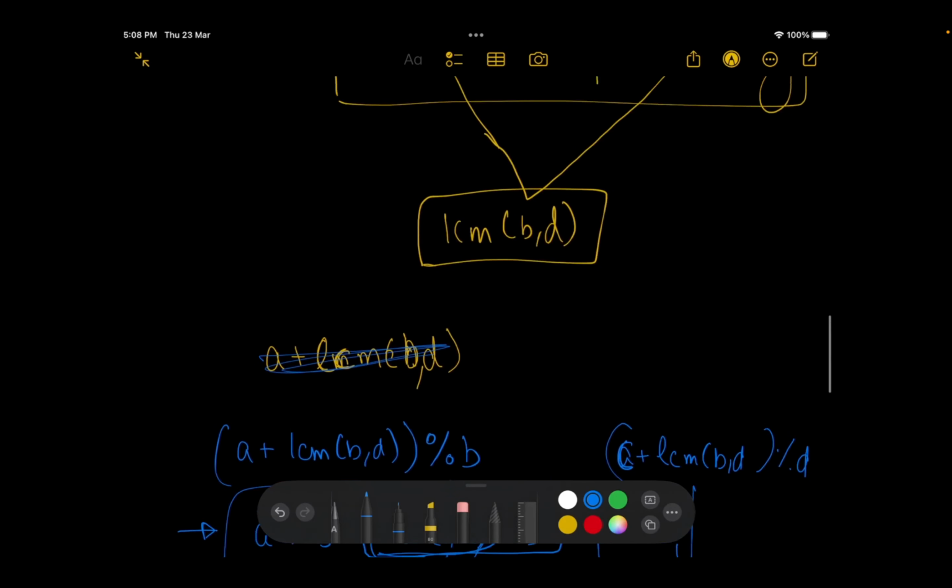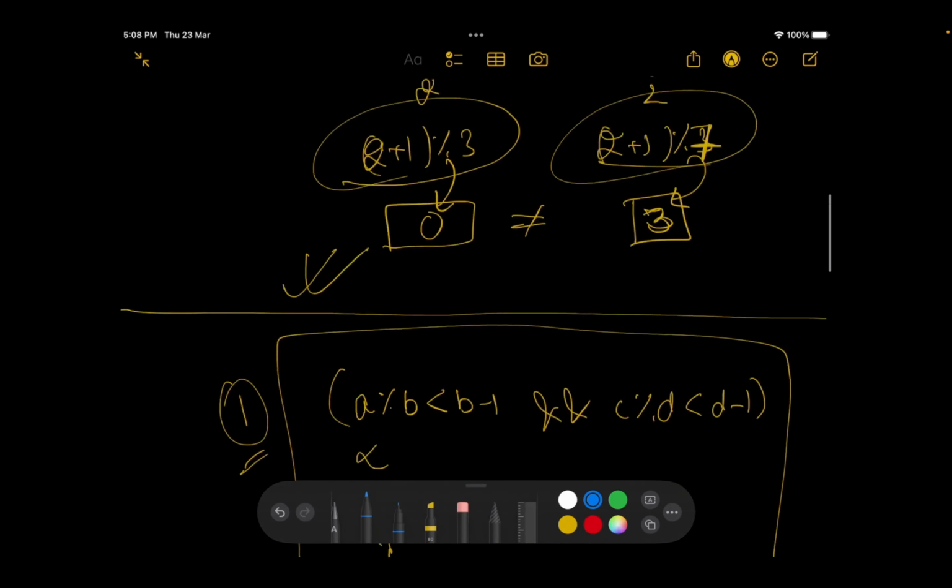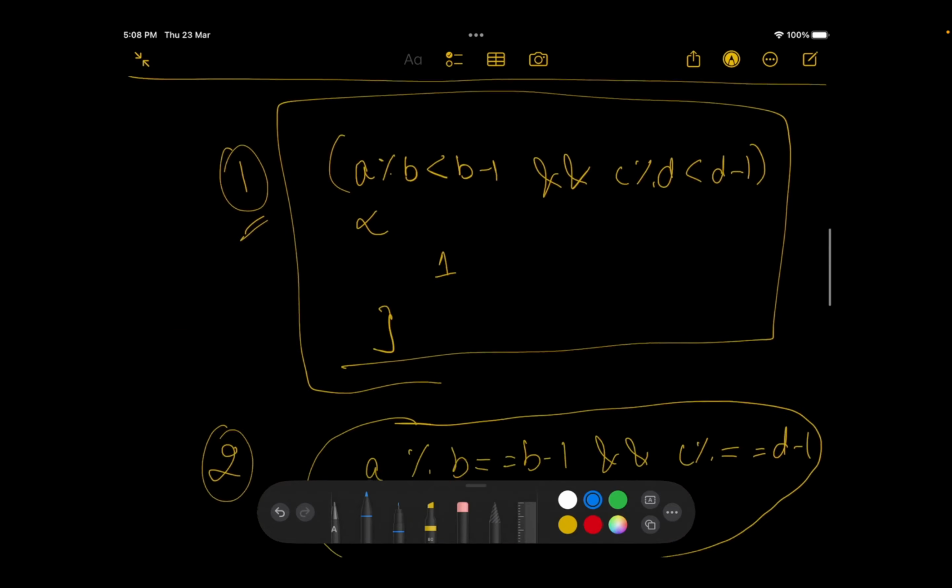This maths is clear? Guys, any doubt over here, or is this clear?